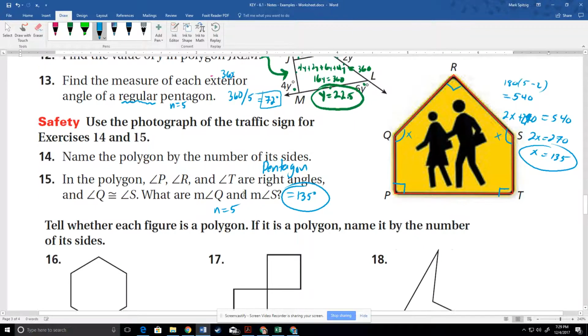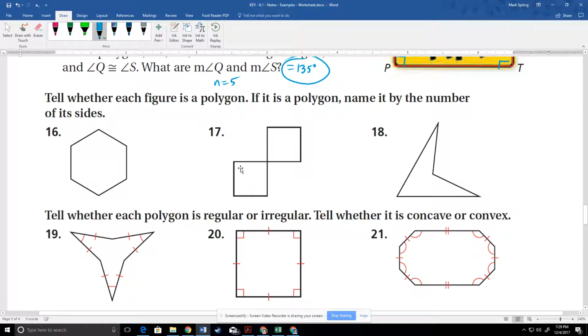So awesome. All right, so tell whether each is a polygon. If it is a polygon, name it. Okay, so this is a polygon, and we have 1, 2, 3, 4, 5, 6. So this is a hexagon.